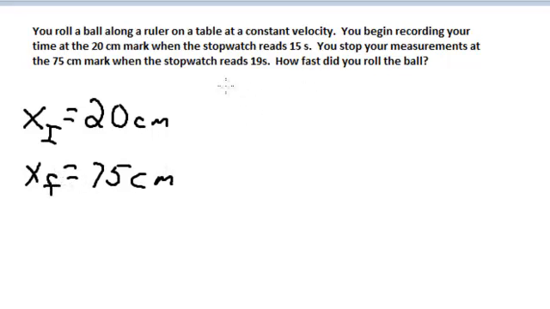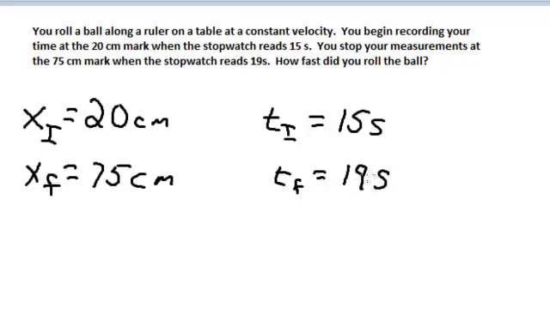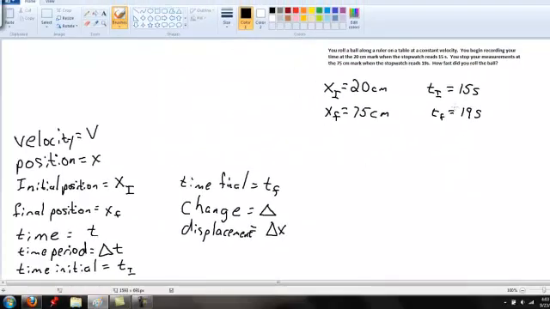The times we can look at the same way. The first time measurement we made was at 15 seconds. That was the time it was made. So the initial time we looked at was at 15 seconds, or 15 seconds after we started the stopwatch. The final time measurement we made happened at 19 seconds. Now, these are the measurements we're going to use to solve for the velocity.